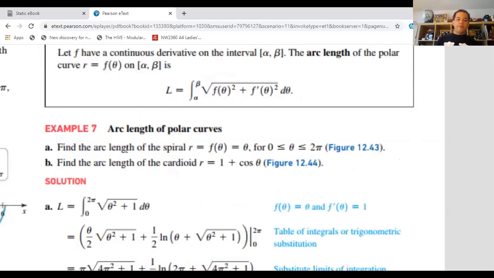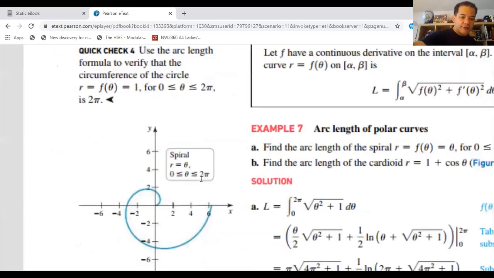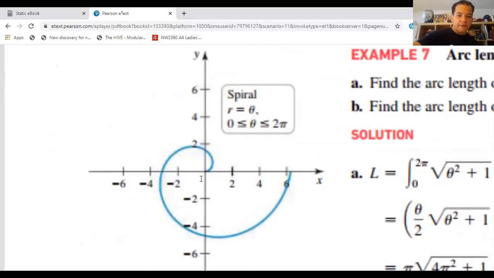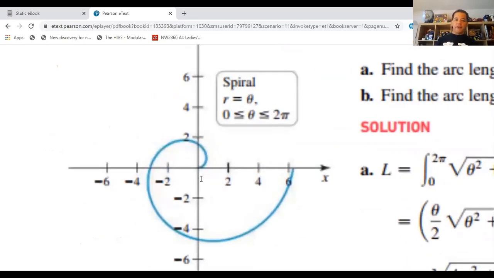We want, in part A, to find the arc length of the spiral r equals theta from 0 to 2 pi. And I wanted to show you the picture. So it's this piece of the spiral, right? That spiral over there from 0 to 2 pi. So in this case, f of theta is just theta from 0 to 2 pi. All right, so let's switch to the paper and work the integral.